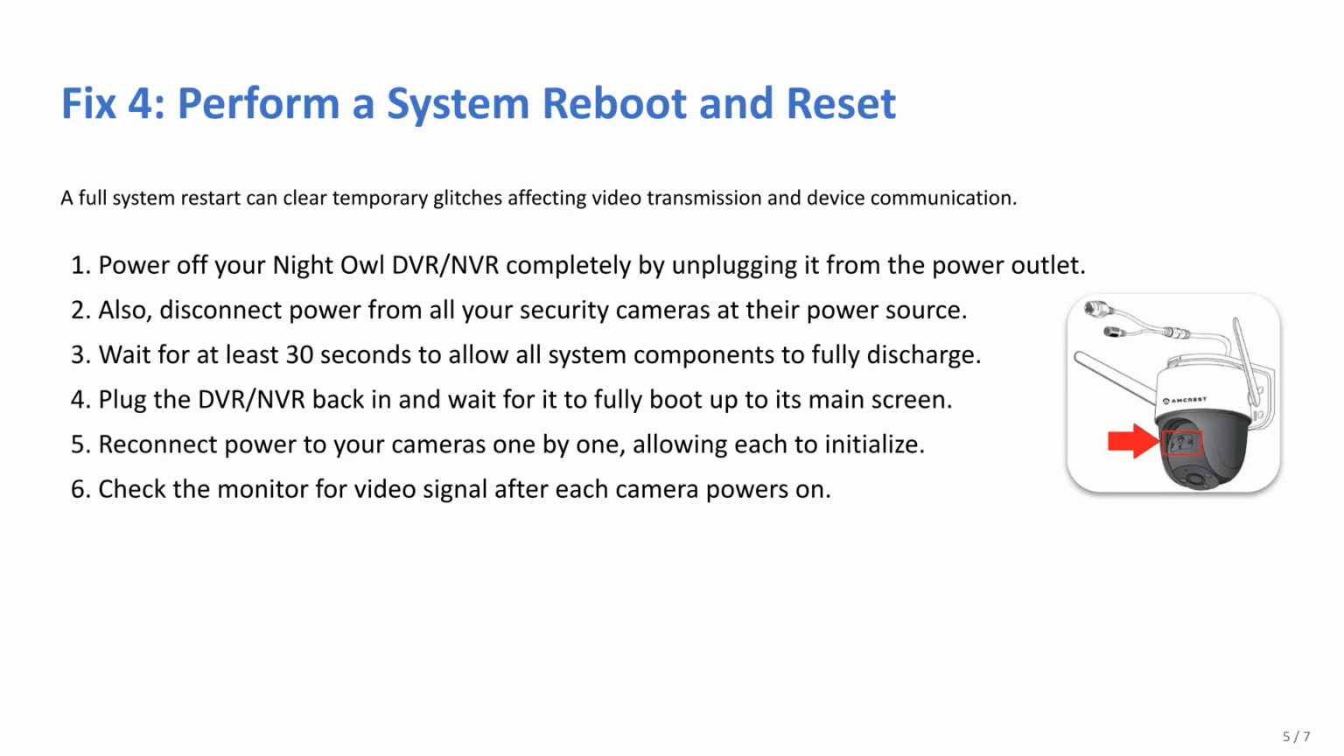Performing a full system reboot can often resolve temporary communication glitches. Power off your DVR or NVR by unplugging it from the outlet and disconnect power from your cameras. Wait for at least 30 seconds for the system to discharge, then plug the recorder back in. Once it boots, reconnect the cameras one by one.